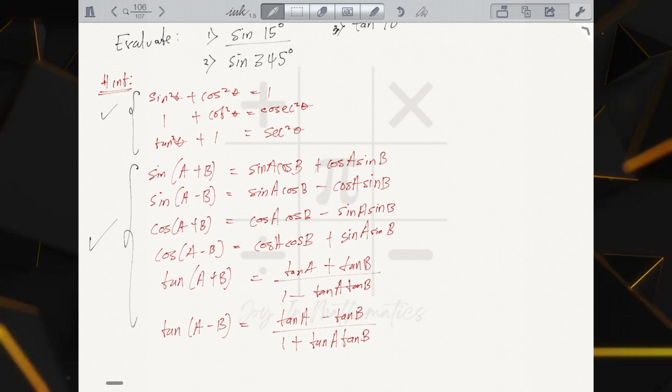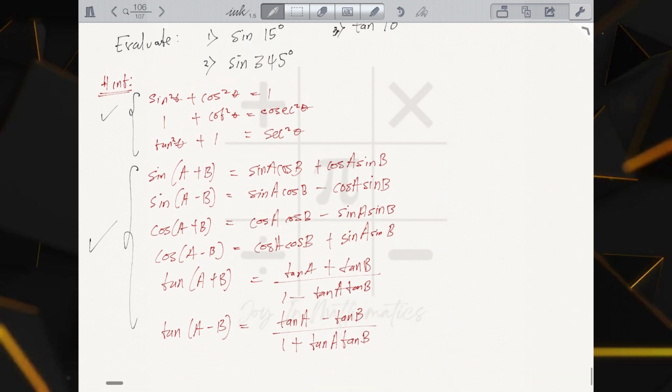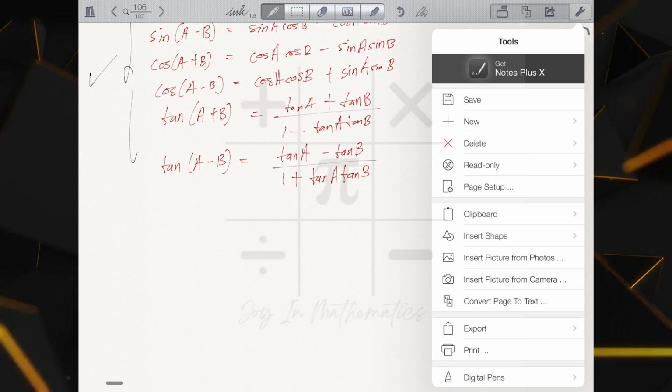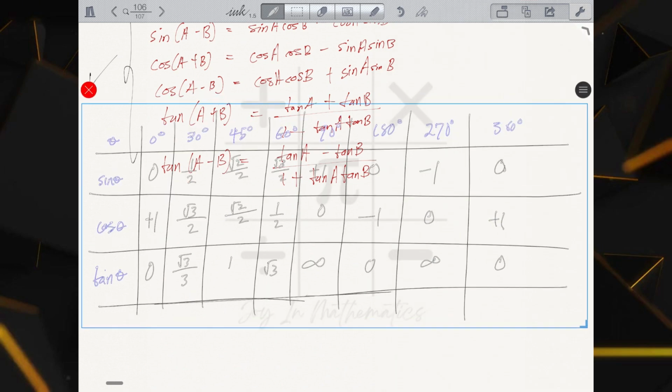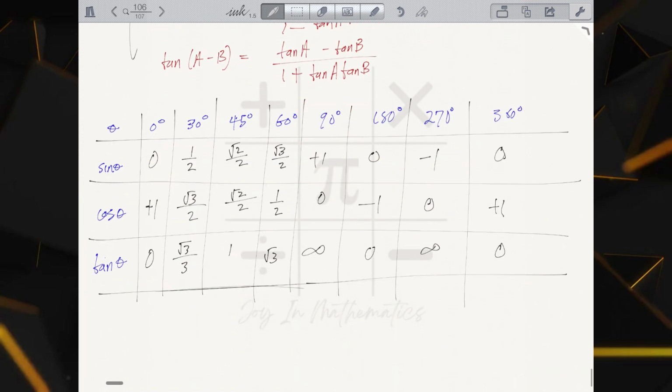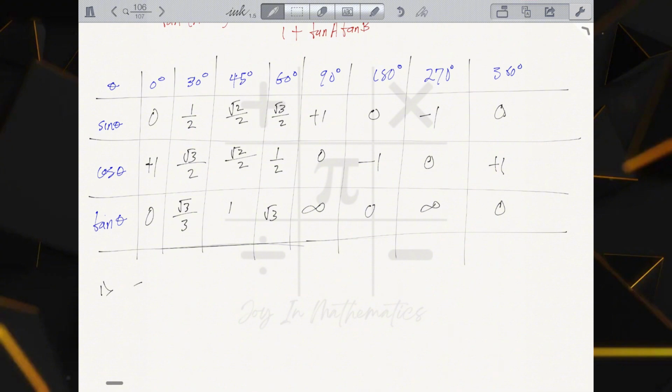Now we are beginning with sine 15 degrees. How do we express sine 15 degrees? But before we move on to the solution, let's find another table of the special angles from 0 degrees to 360 degrees. With this we can evaluate sine 15 degrees, because 15 degrees is an expression of 45 degrees minus 30 degrees. So we have sine of 45 degrees minus 30 degrees.